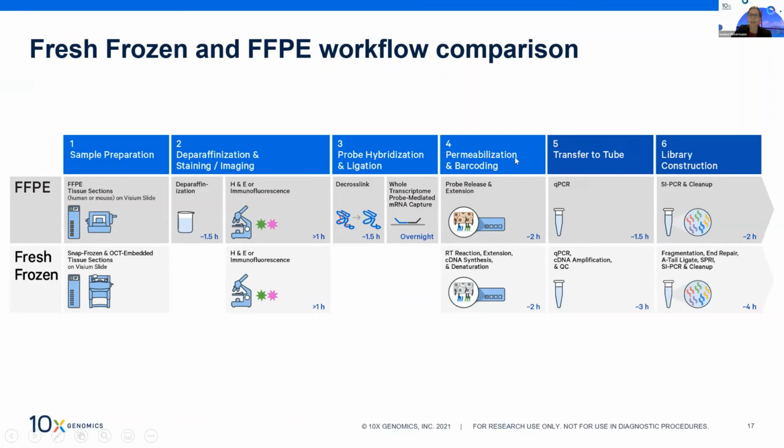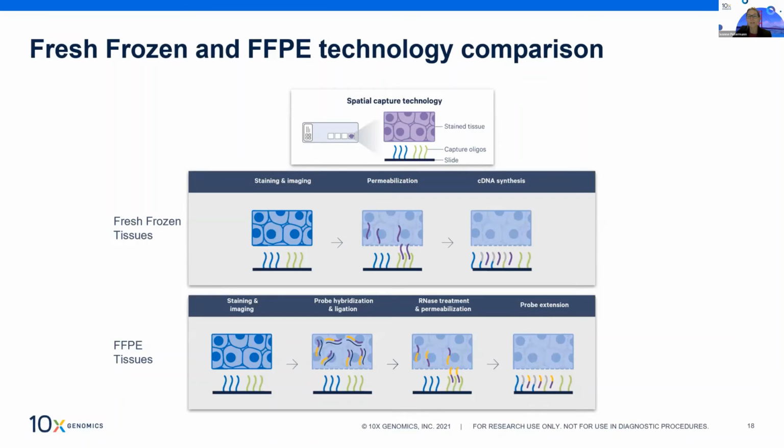Permeabilization and barcoding, as well as the actual library preparation construction, also vary slightly, and that is due to the different nature of probes and transcripts that we are capturing. But what's the same again at the end is you have Illumina-compatible, sequencing-ready libraries. And I mentioned this before, we are actually using the same Visium slide, but capturing is done slightly differently.